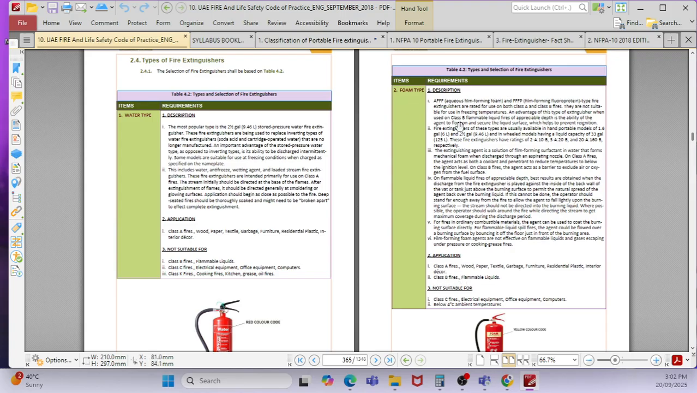Okay, so here also this particular foam type is suitable for class A and also class B. This type of foam fire extinguisher is suitable for class A and class B as well. So here the application is given, and it is also not suitable for class C fires, electrical equipment, office equipment, computers, or below 4 degrees Celsius.